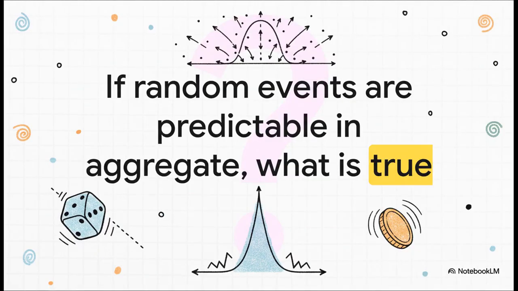So I'll leave you with this final thought to chew on. If the sum of countless, seemingly random events is so predictable that it follows a perfect mathematical law, well, what does that really say about the nature of randomness itself? Maybe our world is a whole lot more orderly than it looks on the surface.